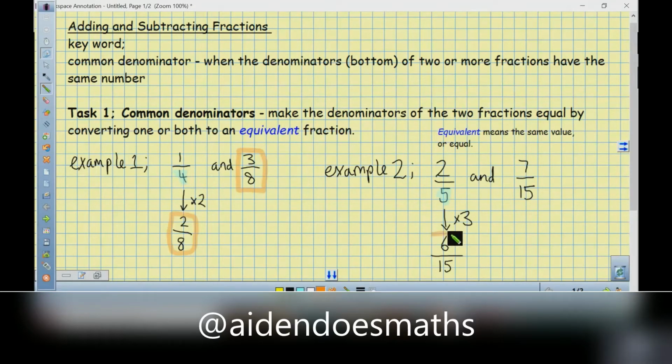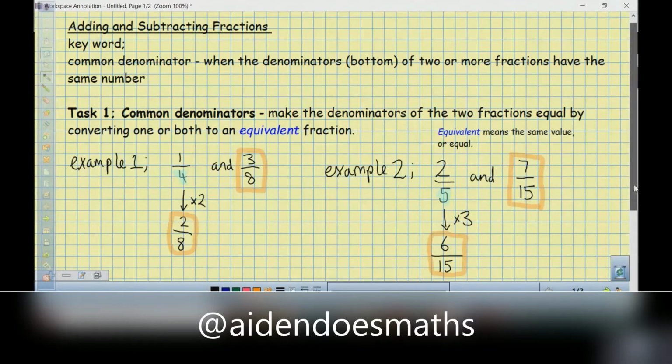Let's make it nice and clear what our final answers are. So we've got 6/15 and 7/15. There are two equivalent fractions, 2/5 and 6/15, but 6/15 has a common denominator with 7/15. Okay, and we need to be able to do this in order to add or subtract fractions.